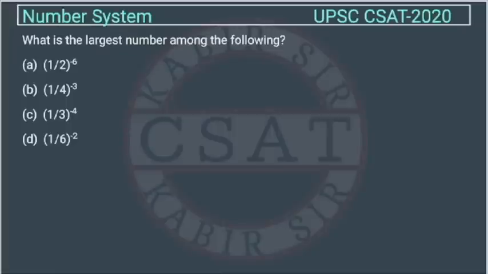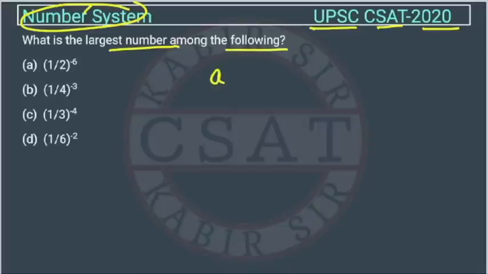This is a question from number system chapter asked by UPSC in CSAT paper of 2020. What is the largest number among the following? So they have given these numbers, so we have to find the largest number. See, there is one property that if a to power minus 1, we can write it like 1 upon a to power 1. So this power becomes positive. Suppose a to power minus 4, we can write it 1 upon a to power 4 like this.